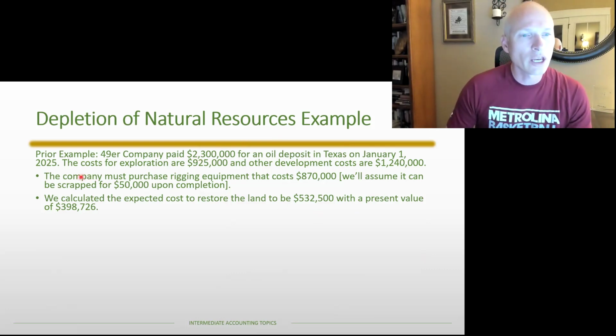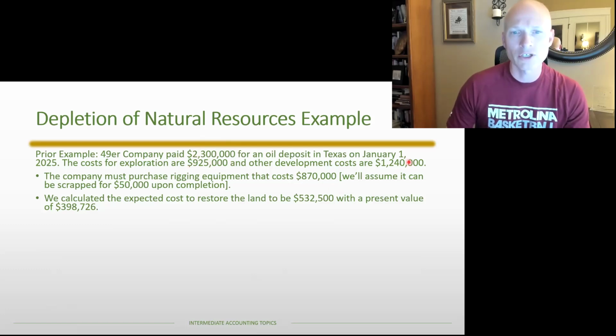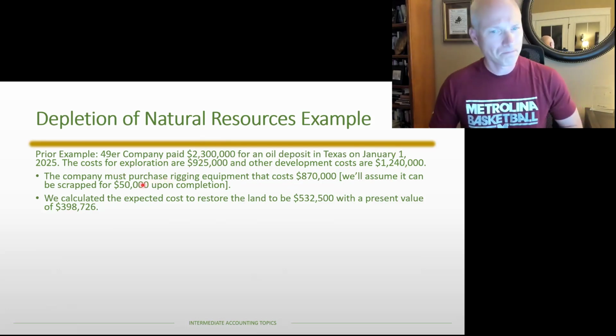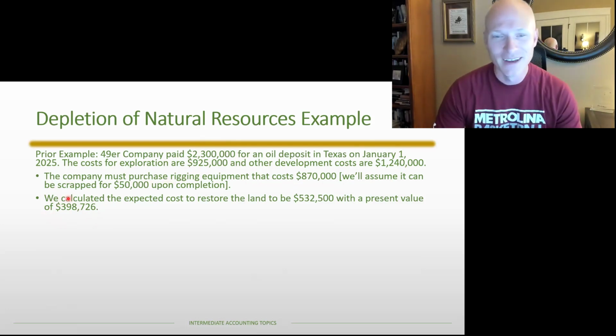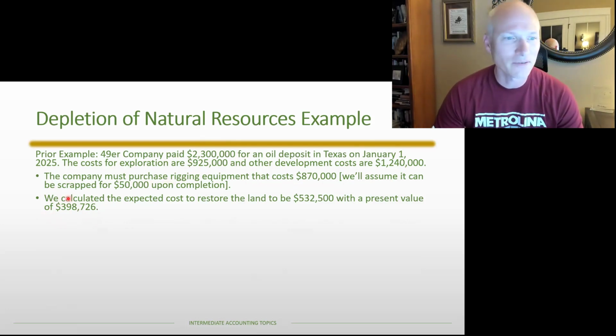And so anyway, in this case, again, same information. We have what we paid for the oil deposit, what we paid for exploration, what we paid for development costs, and then the rigging equipment was an assumed scrap value at the end. And then the last piece is that we had done that present value calculation for the asset restoration cost, or restoration obligation. Again, I am completely blanking on that name. That's okay. There are worse things in life.